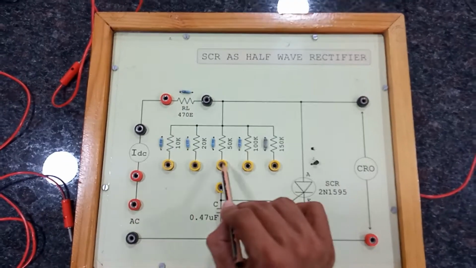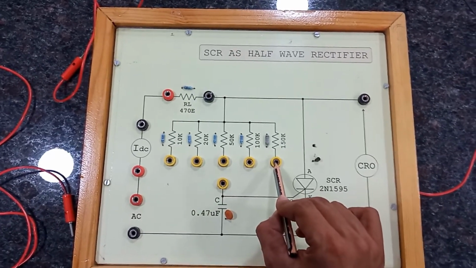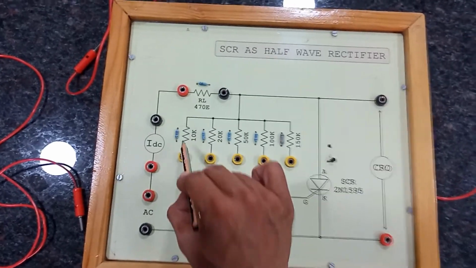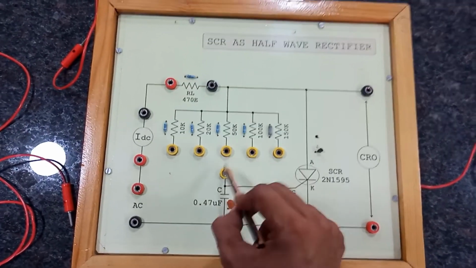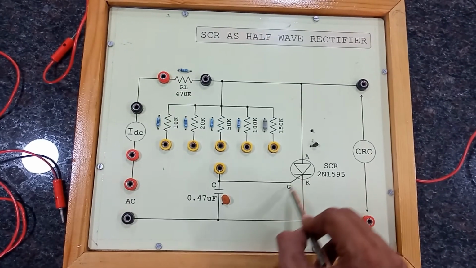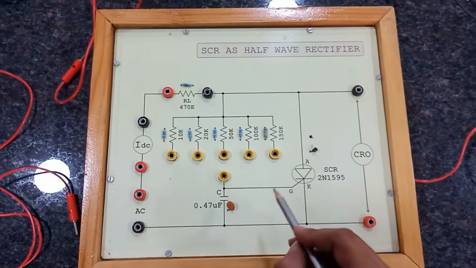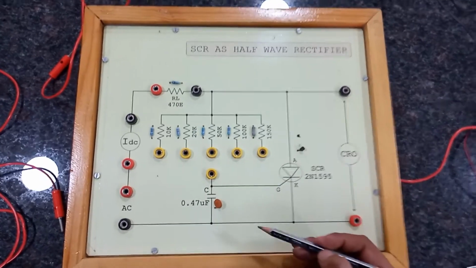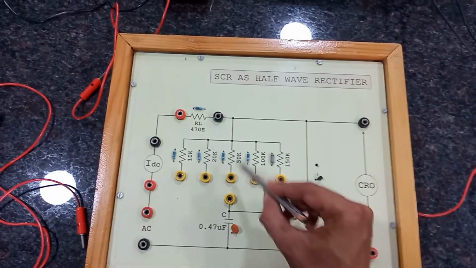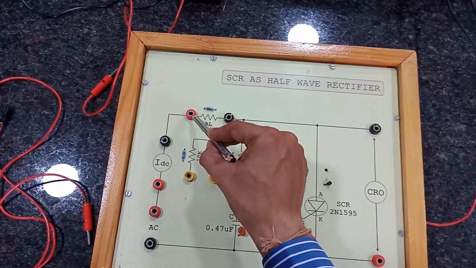As the value of resistances are different, the amount of current flowing through this terminal when we will connect this will be different, and as the current flowing in the gate terminal varies, you can change the conduction angle and the firing angle of an SCR. Now this is connected to the load RL.